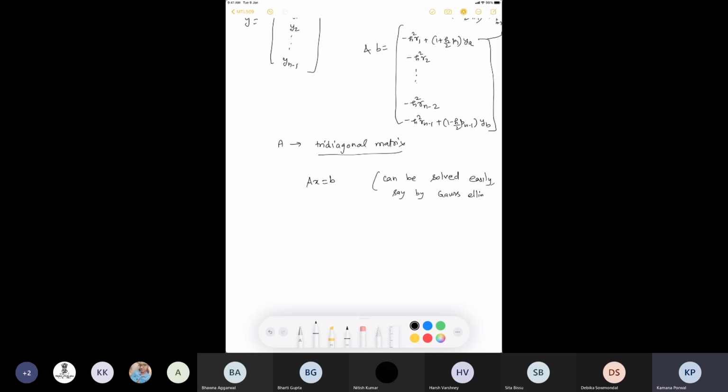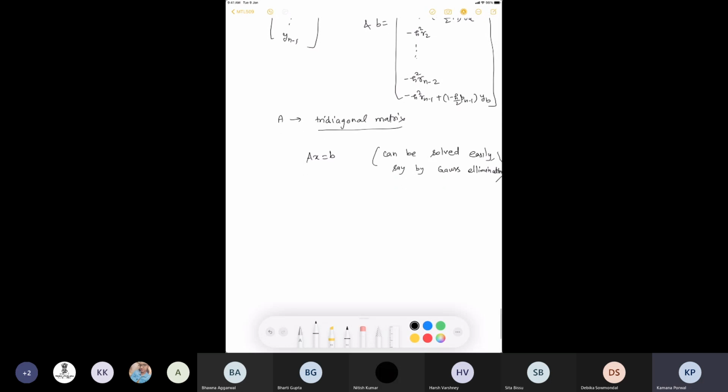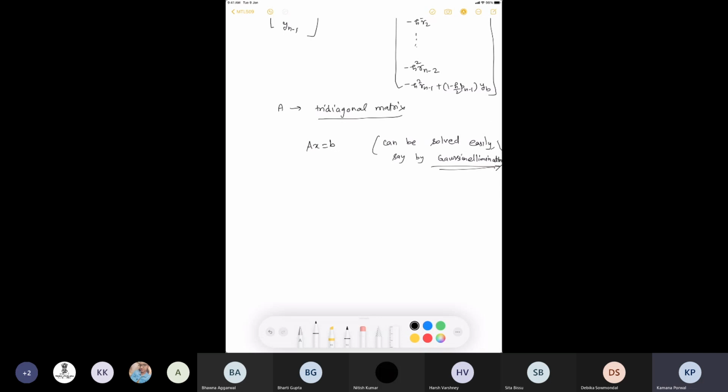If you're not familiar, we'll discuss it. I'm not sure if we can start today, but if not, then we'll start it in the next class. We'll learn this method, what Gaussian elimination is, or any of the methods which you know to solve the system of linear equations.